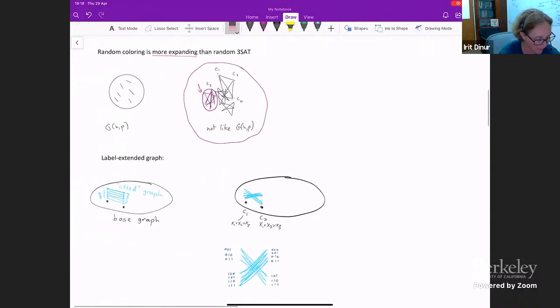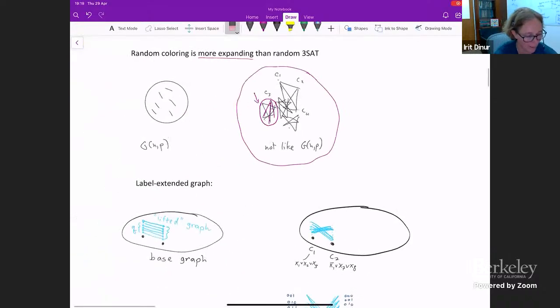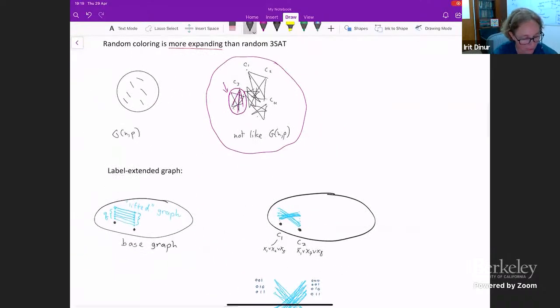So let me just say this. In the case of 3-SAT or not-all-equal SAT or 3-LIN, any other predicate, the graph where you take vertices for the clauses and connect them if they share a variable.